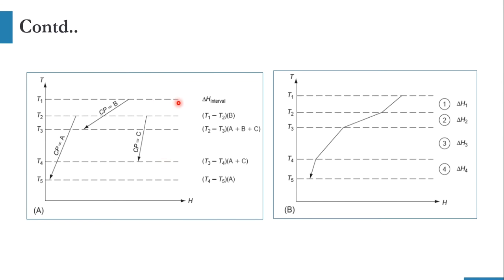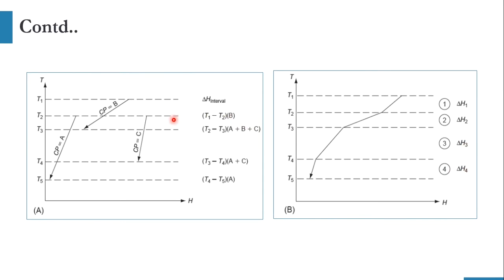How? This is the first region, which is from T1 to T2, and which stream does it contain? B. So it will be T1 minus T2, the temperature interval, multiplied by the Cp of B. Then for the interval T2 to T3, it is T2 minus T3, and B, C, and A, three streams are involved, so all their Cp's will be added up. Then T3 to T4, C and A streams are added, A plus C, times T3 minus T4, and in the last interval, which is T4 to T5, T4 minus T5 multiplied by A. And then these become delta H1, delta H2, delta H3, and delta H4.